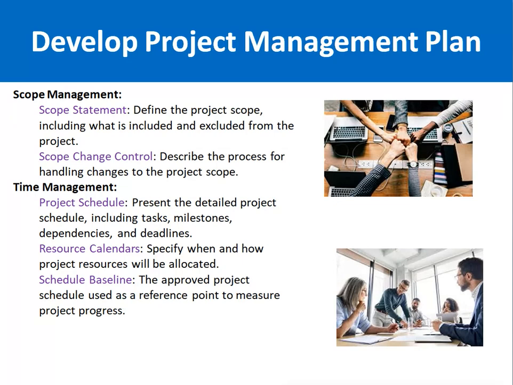Then a schedule baseline. A schedule baseline means the approved project schedule used as a reference point to measure the project progress. Friends, whenever we talk about a baseline, basically we are talking about measurement. For example, as per the approved project schedule, the project must be completed in 5 months. Now you have to analyze the progress of the project and identify whether the project will be completed in 5 months or it will complete in 6 months. So this is called the concept of schedule baseline.